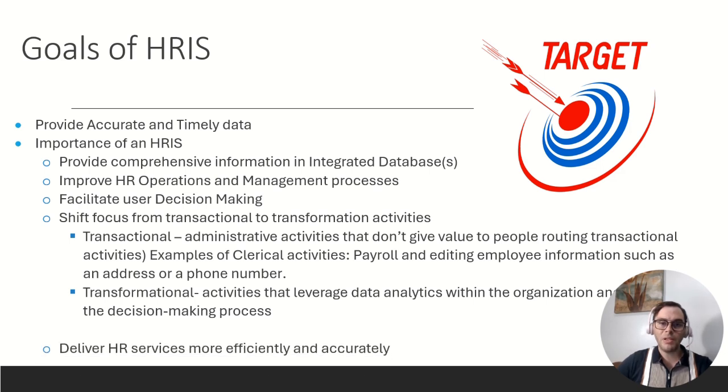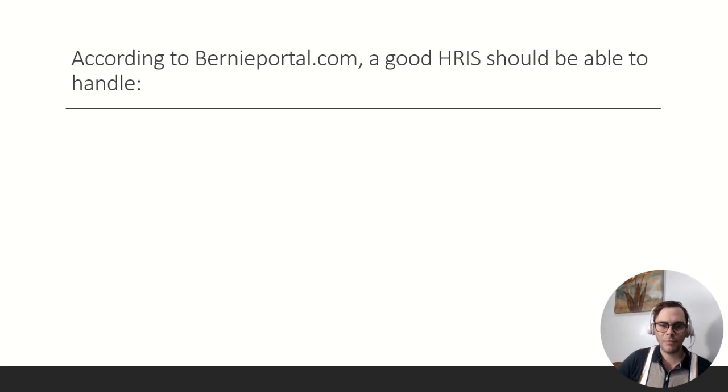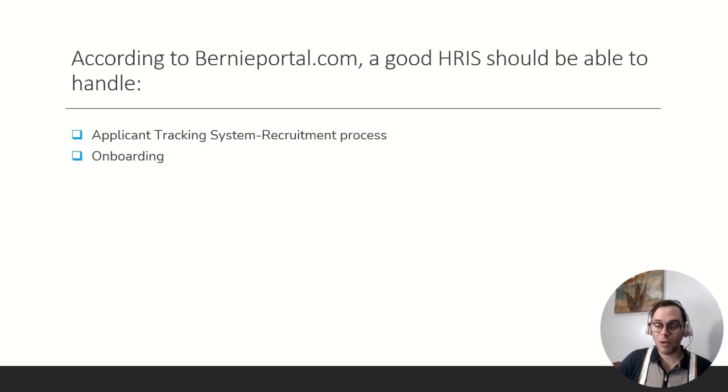Also, it helps deliver human resource services more efficiently and accurately. According to Benny Portal, a good HRIS should be able to handle the following: applicant tracking system, recruitment process. Remember that HR managers want to track those new hires on onboarding of people. That's the next step. HR managers would like to know when the employee started, who that person will report to, what that person will need, inventory, etc.